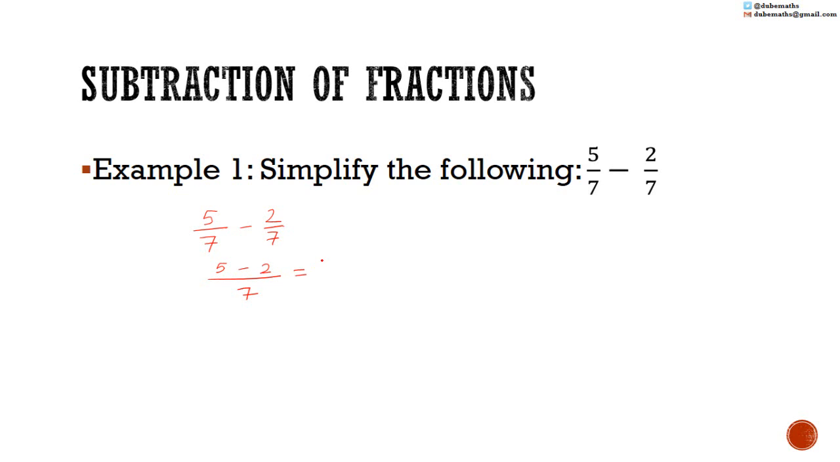5 take away 2 is equal to 3. And we use the same denominator. 5 sevenths minus 2 sevenths is equal to 3 over 7. Second example, 1/2 minus 1/3. The LCM of 2 and 3.